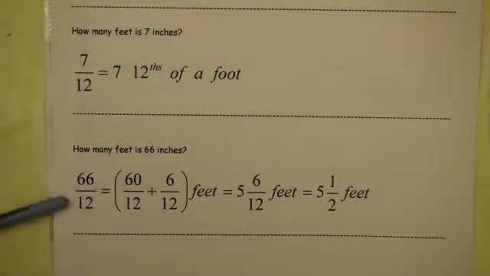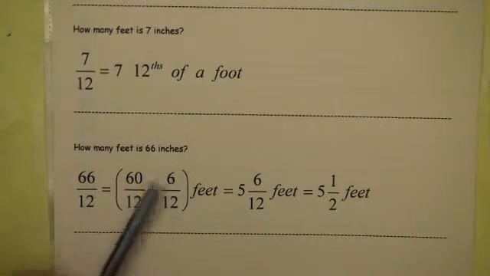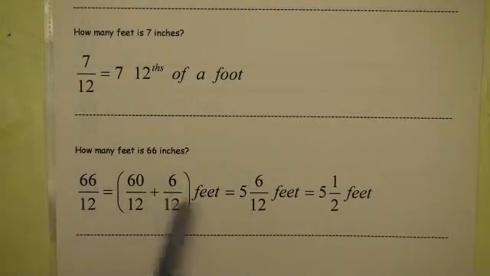How many feet is 66 inches? Well, 66 out of 12 would give us the feet. If you take the inches and divide by 12, that gives us feet. I break this up into 2 different pieces: 60/12 plus 6/12. Now, a fraction is just like an increment. So if you had 60 centimeters plus 6 centimeters, you have 66 centimeters.